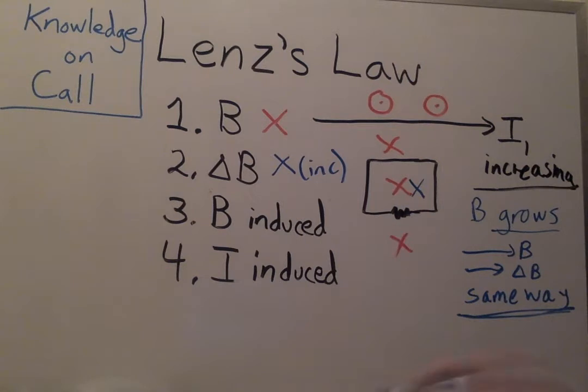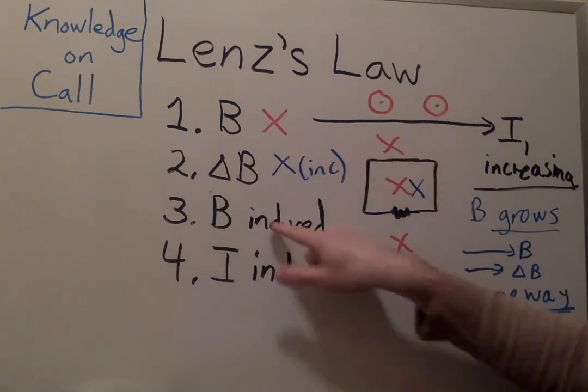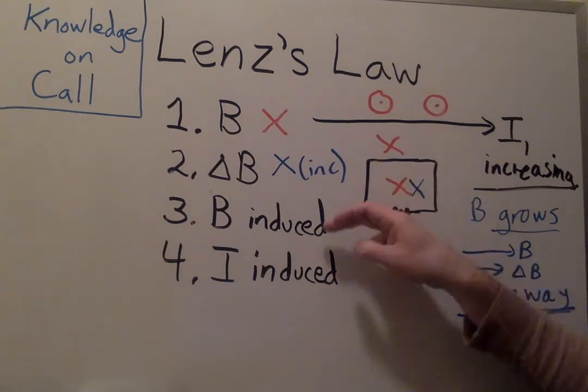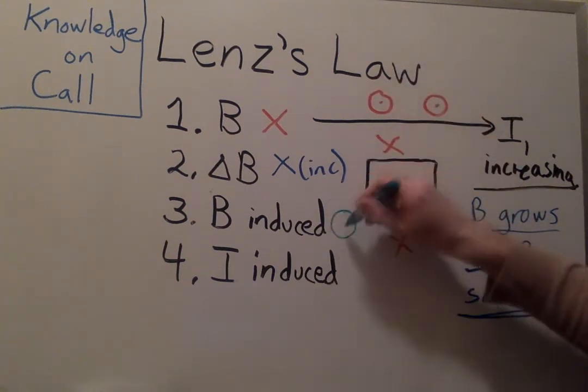The third step is which way is the magnetic field induced? This coil is going to be induced to create a countering magnetic field. This is the part that really is Lenz's law. It's that step 3, B induced, is always the opposite of delta B. So step 3 is always the opposite of step 2.